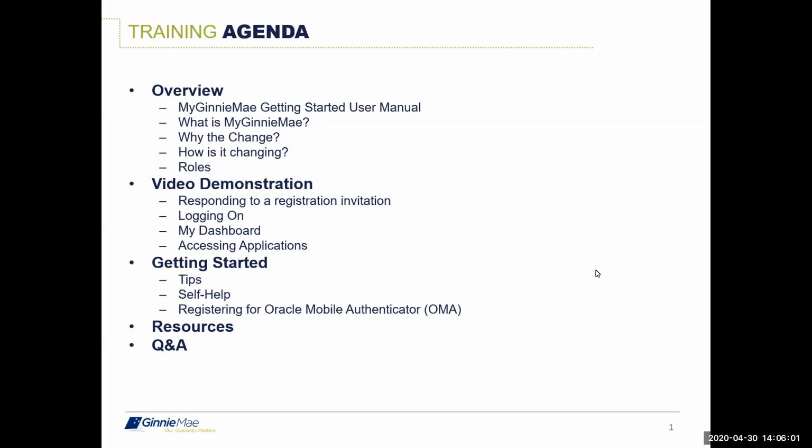We're going to show you what self-help tools are available and talk to you about the Oracle Mobile Authenticator, which will be an important resource for you. Then we'll talk about where you can go for more information, quick reference cards and training videos. This training presentation and the recording from today's training will be made available on the modernization page of the GinnieMae website. So we'll talk to you about how to get to those resources, and then we'll open it up for a question and answer session. You're free to ask us any questions that you might have about this effort and the portal.